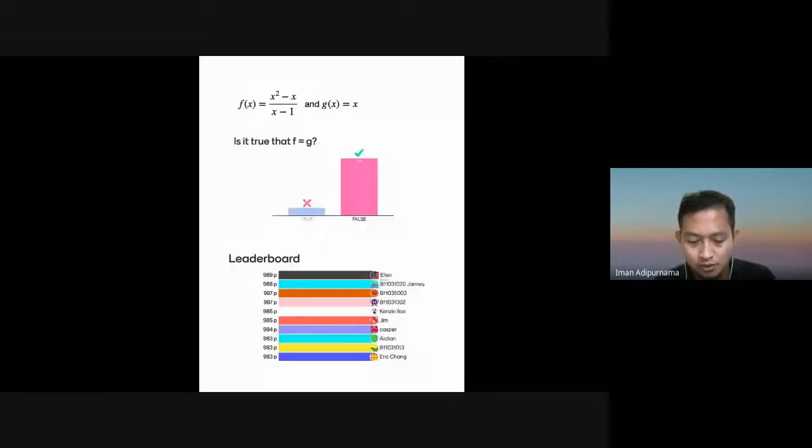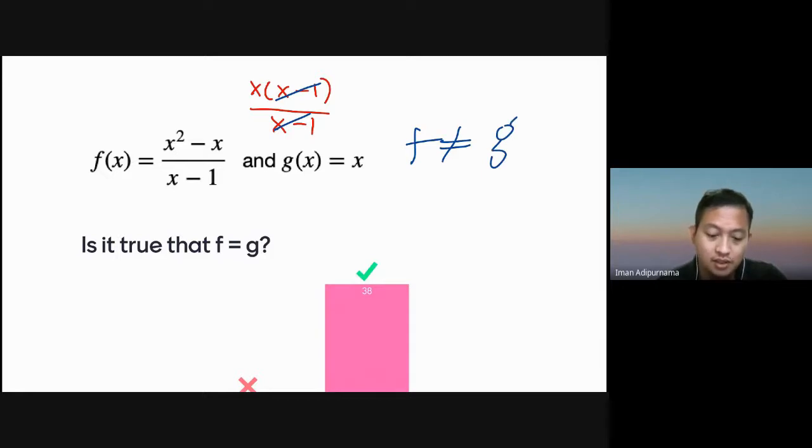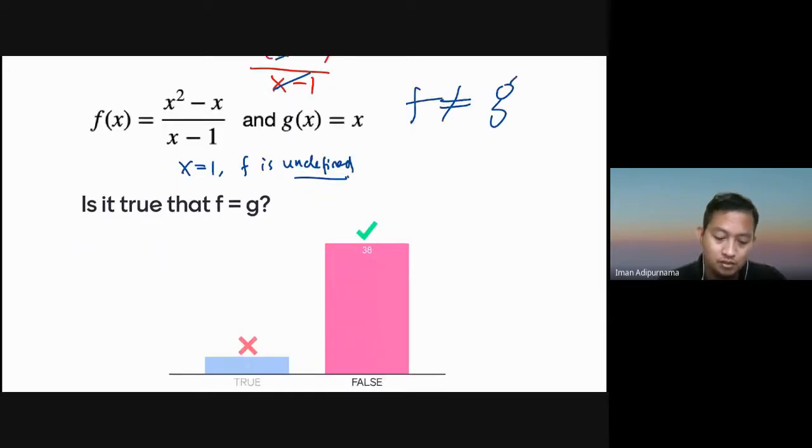And then this: is it true that f equals g? Do not make this mistake. You might think, oh, it's equal, right? It's the same. No. In terms of equation, that's the same, but in terms of function, this is not the same. Because at x equals 1, f is undefined, right? So when you draw the curve, there will be a difference. That is why it's false.